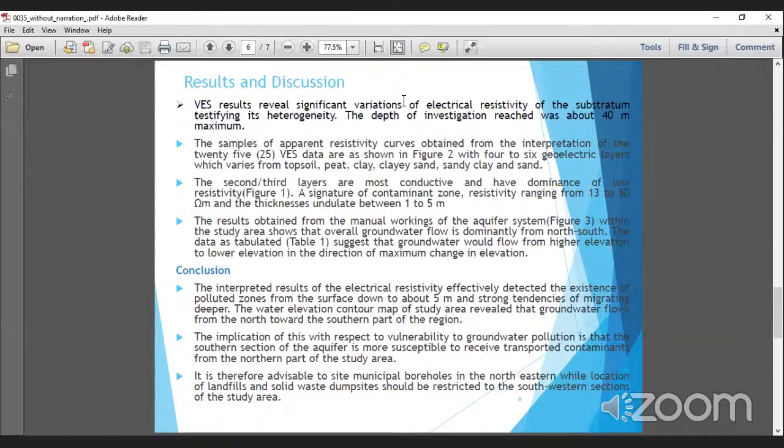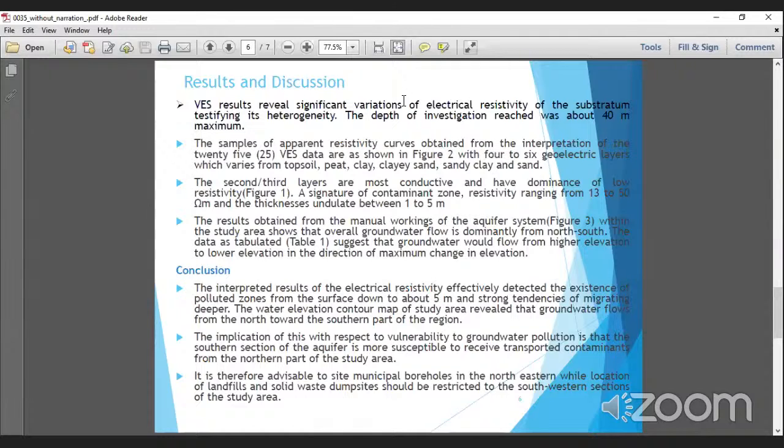We have something like the second and third layers of most, which are marked to be most conductive, and they have dominance of low resistivity, as shown in figure 1. Then we have a signature of the contaminant zone, with resistivity ranging from 13.5 to 50 ohm-meter, and the thickness undulating between 1 to 5 meters.